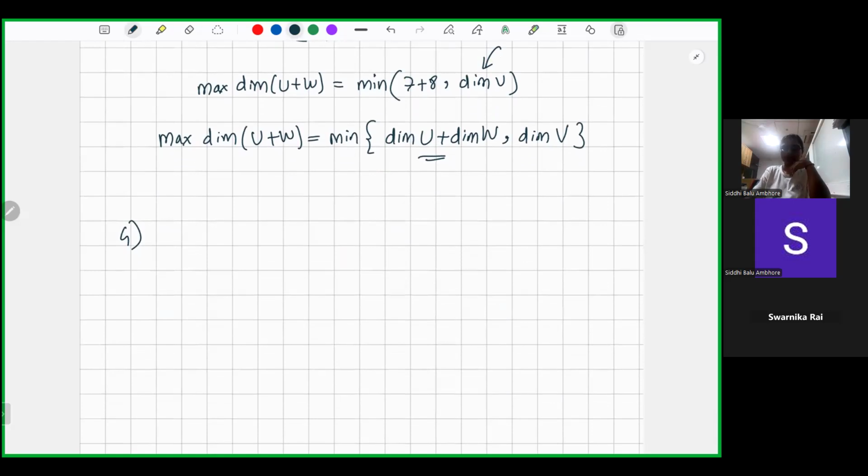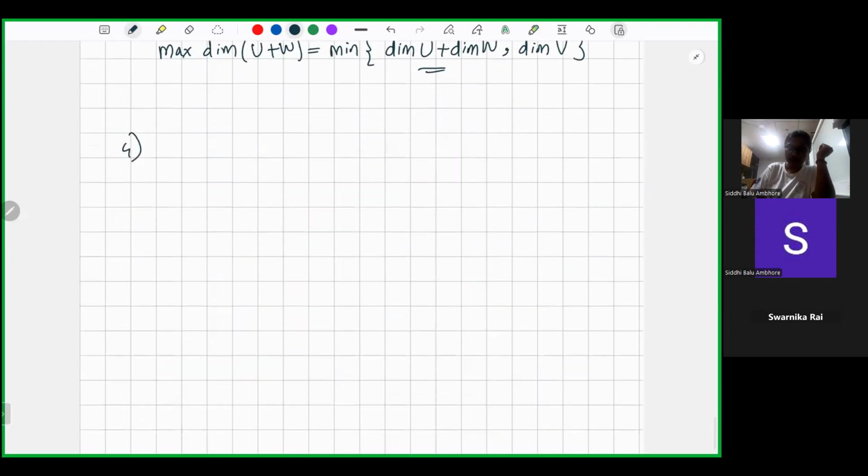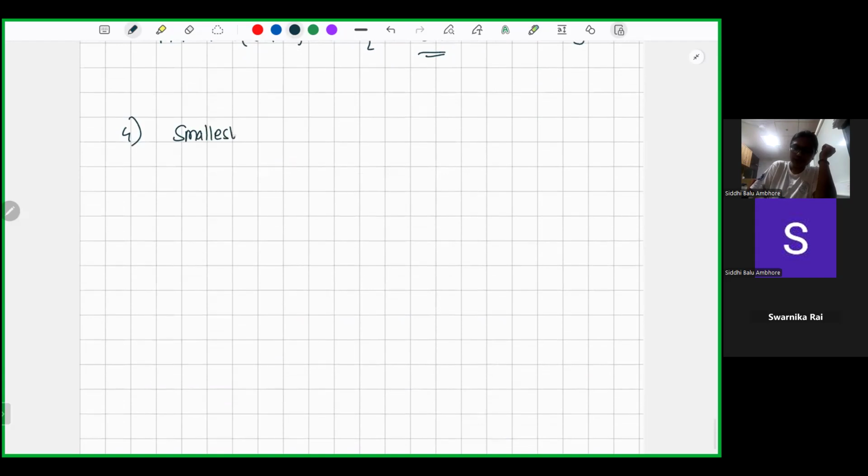Okay. And now the smallest possible dimension of U plus W, and what it will be. See, U plus W contains U, and U plus W also contains W.